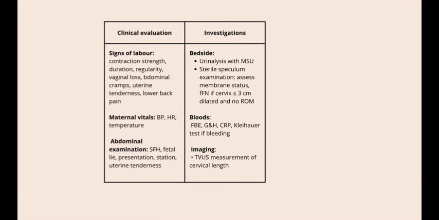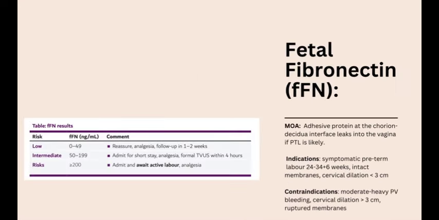So I won't go through this slide, but this is the approach to clinical evaluation and the investigations that are required. One high yield thing to know about, which we talked about just briefly, is the fibronectin. So as I said before, when women come to the labor ward with signs of early labor or preterm labor, up to 70% of these people won't actually give birth that visit, and about 50% of those people will go on to deliver at full term.